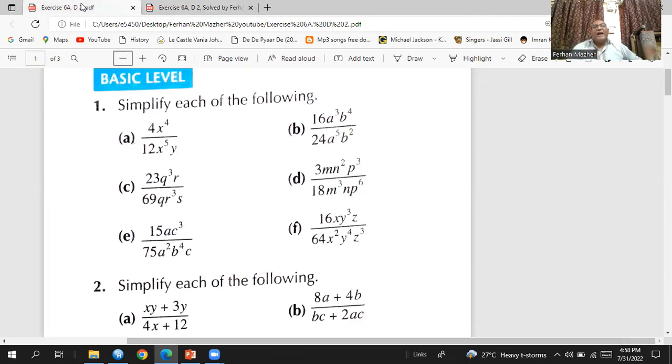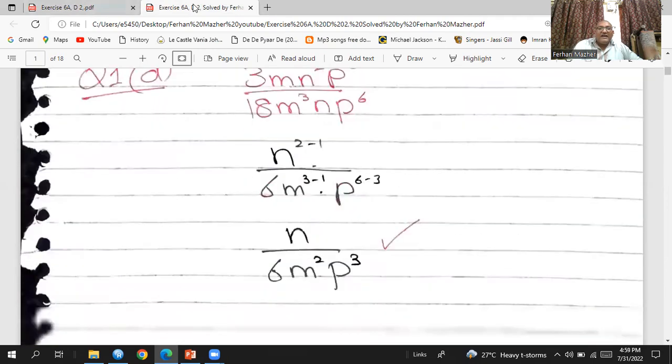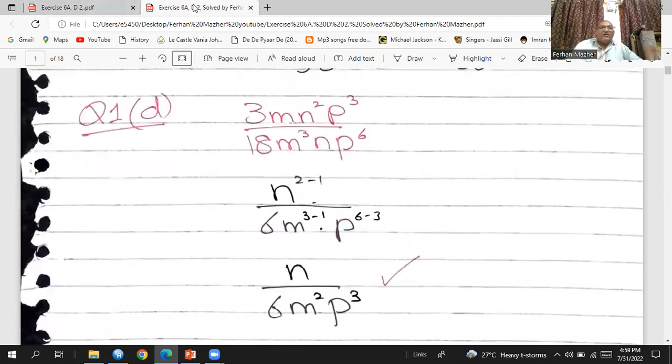It says 3mn squared p cubed, and in the denominator we have 18m cubed n p raised to power 6. Okay, 3 and 18 can be cancelled with the table of 3. So 3 ones are 3, 3 sixes are 18. So m's larger power is in the denominator. So in the denominator, I will write m raised to power 3 minus 1.